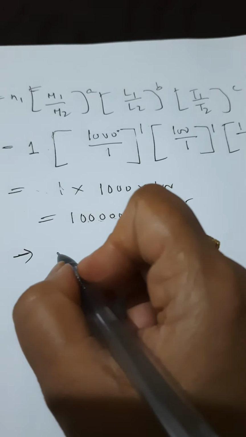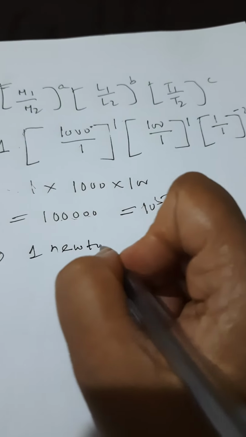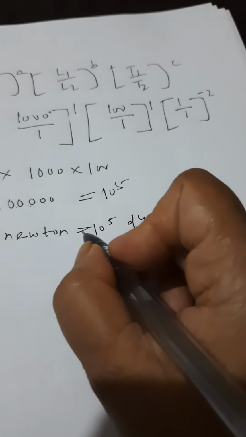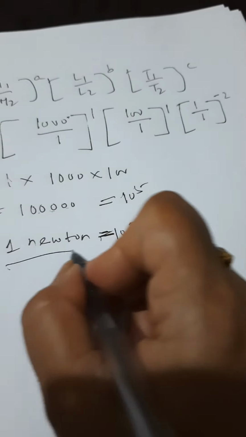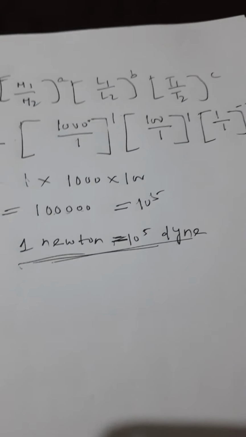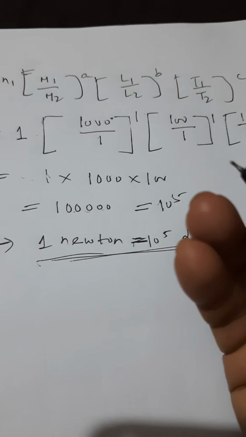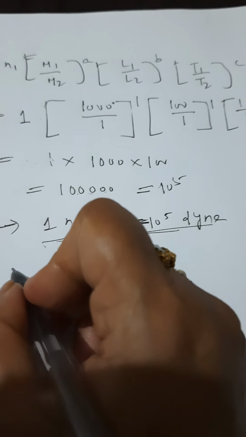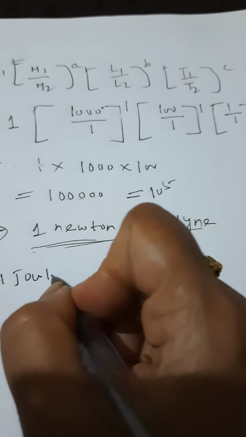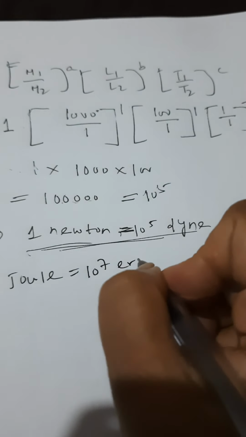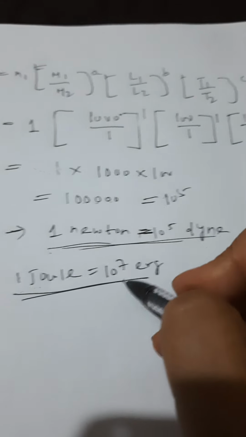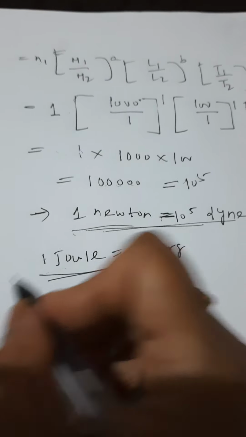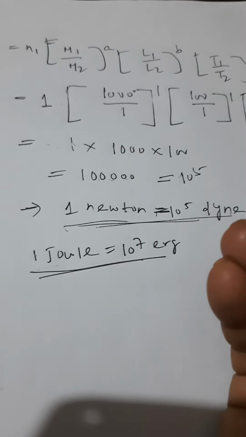This implies 1 Newton is equal to 10 to the power 5 dyne. This is the answer. This is how to convert Newton to dyne. Likewise, you can also convert 1 joule into erg. So 1 joule is equal to how much erg? 10 to the power 7 erg. Like this, find out with this formula. Then we will see another example from CGS system to SI unit.